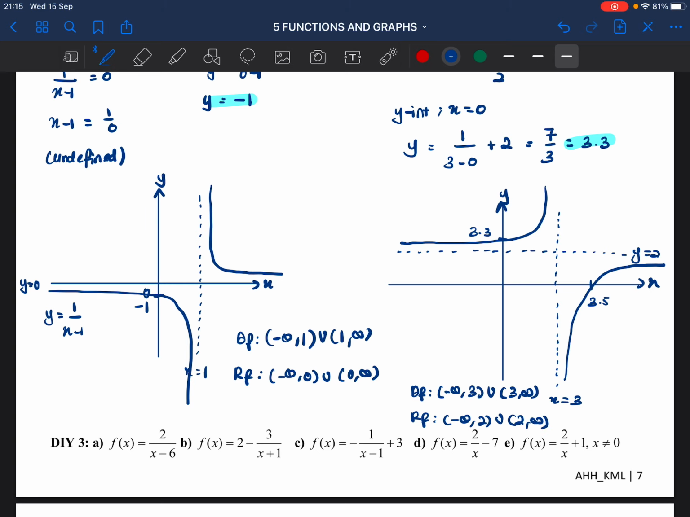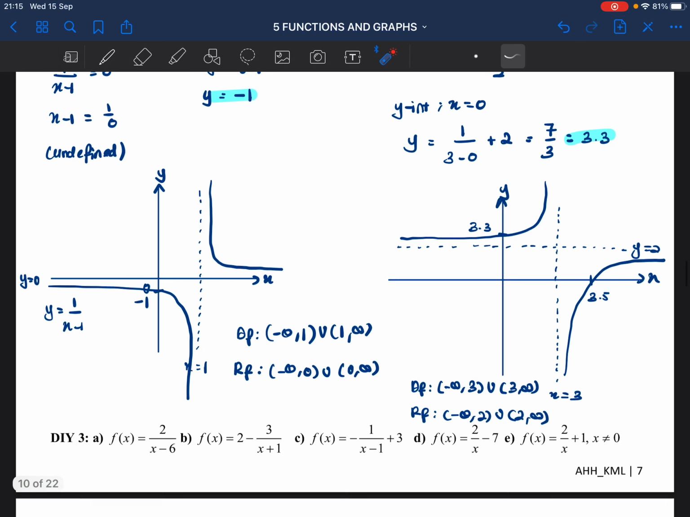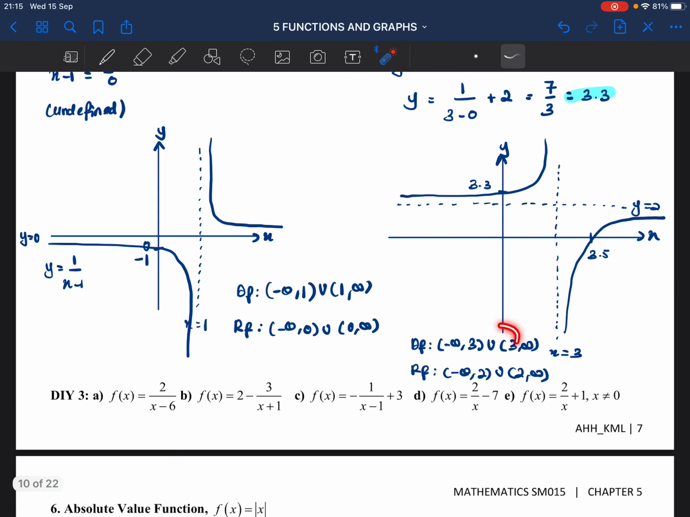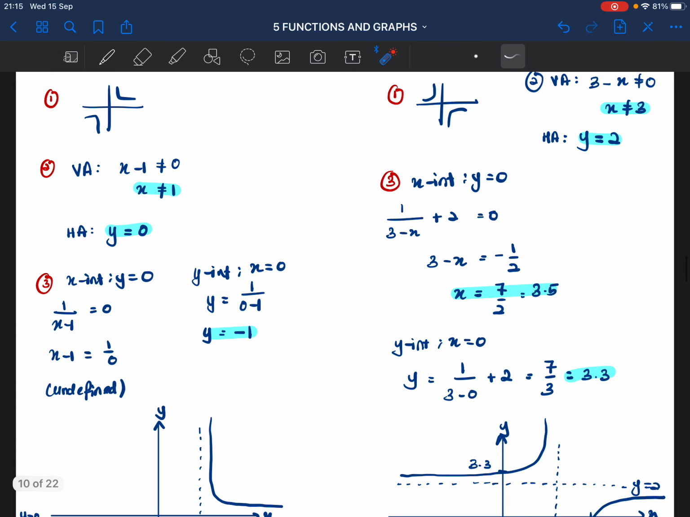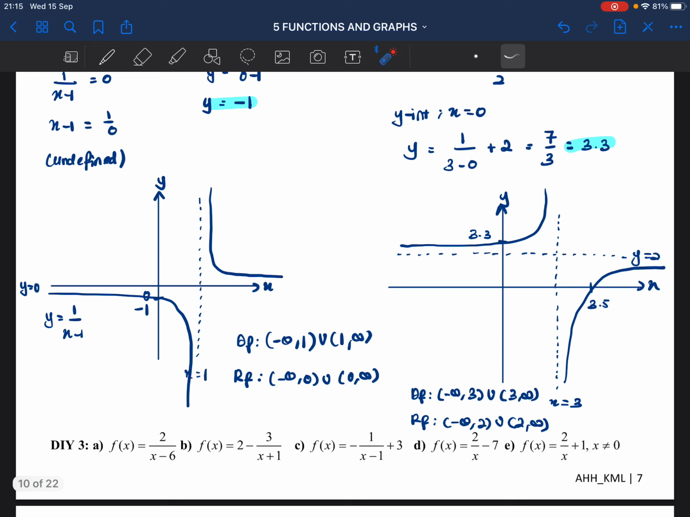Okay, as I said earlier, your range here, this one should represent your horizontal asymptote, and your domain here yang di tengah ni supposed to be your vertical asymptote. Okay, so that's all.